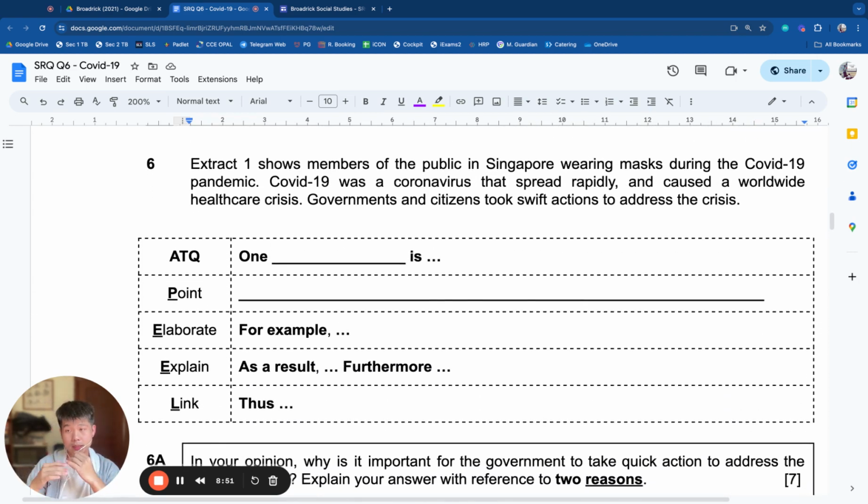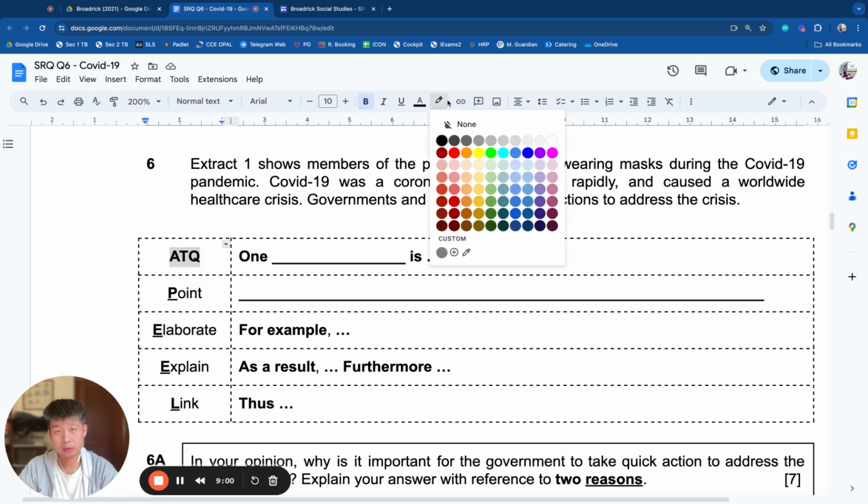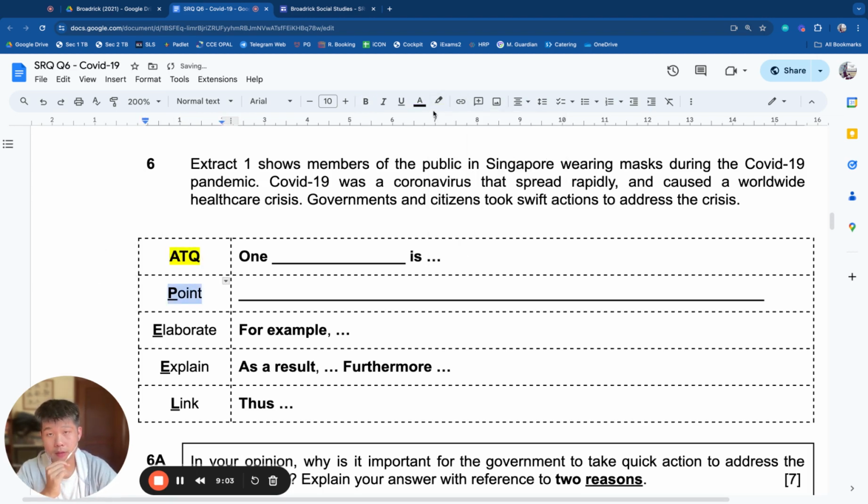This box is a general structure and writing frame for all your SS essays. It's the PEEL technique. First, you start with ATQ, and then you write your point, and then you elaborate on your point. You write more about what this point is. You give an example about your point. Then you explain by linking your point to the question focus. In this case, it will be the scenario given, the context given, connecting to the question focus. And finally, you restate your point with the link. So this is the PEEL technique.